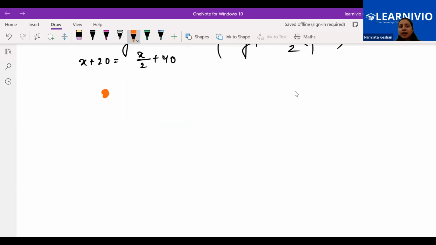Here x will not get cancelled. If anyone is cancelling it, please be careful. It will be x plus 20, which does not cancel. I think I made a mistake somewhere, but I can't figure out where. Okay, so can you please see carefully.